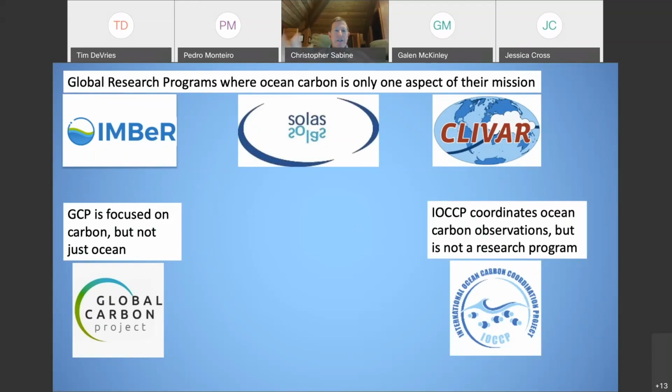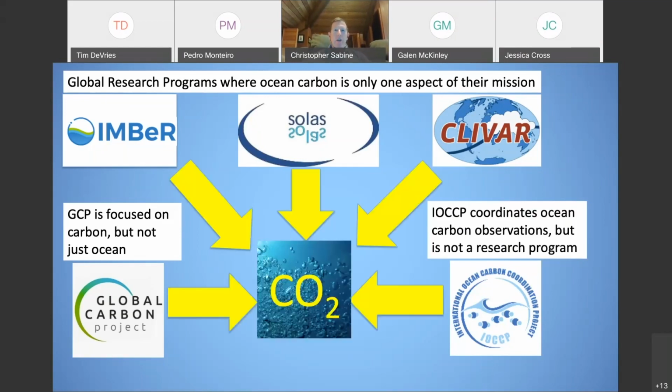So each of these different organizations have bits and pieces that are relevant to the ocean carbon, and they've all been, over the past multiple decades, working on different parts of the puzzle. You know, SOLAS has been focused on the air-sea interactions. IMBER has been focused more on the ocean interior and so forth. But there was a recognition that now we really need to bring all of this together and think about, all right, what are the directions that we need to go for the next decade? Next slide.